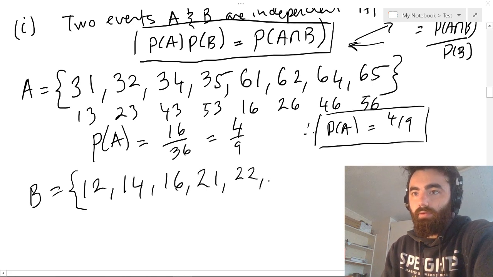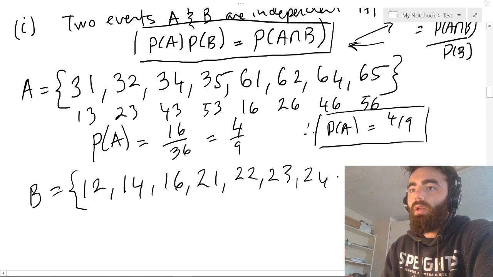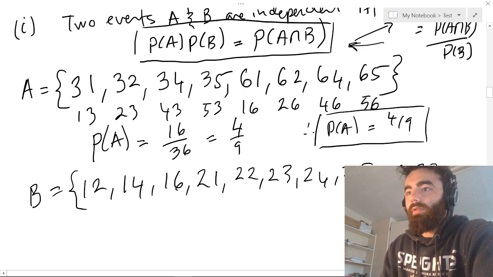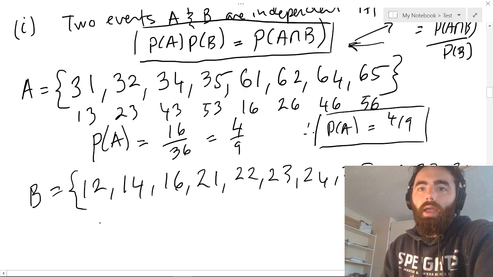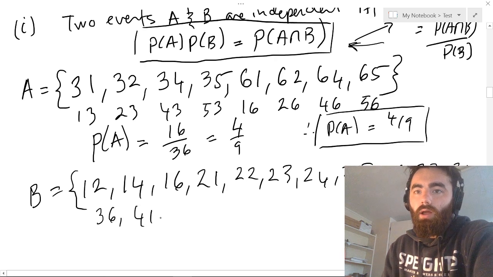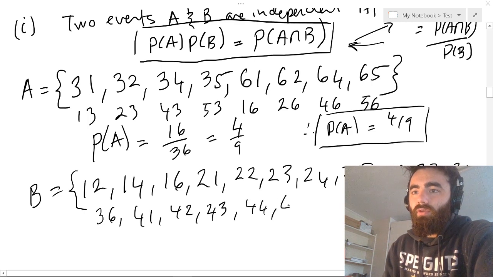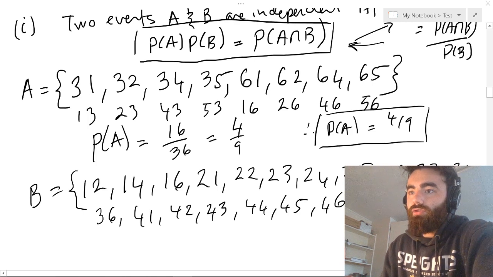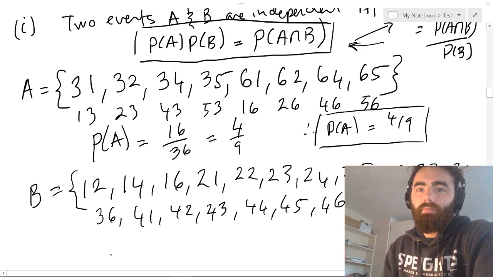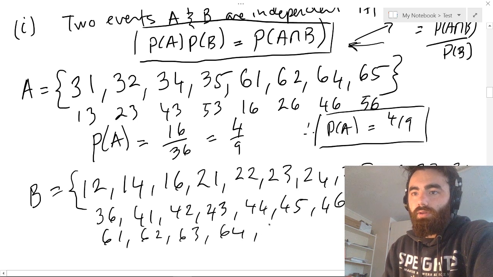All the 2's, right? 2 times anything is even. 2, 3, 2, 4, a 2, 5, a 2, 6. And then you got a 3, 2, and a 3, 4, and 3, 6. And then you got a 4, 1, a 4, 2, a 4, 3. 4, 4, 4, 5, and a 4, 6. And then a 5, 2. And then a 5, 4, 5, 6. And then all the 6's. 6, 1, 6, 2, 6, 3, 6, 4, 6, 5, and 6, 6.